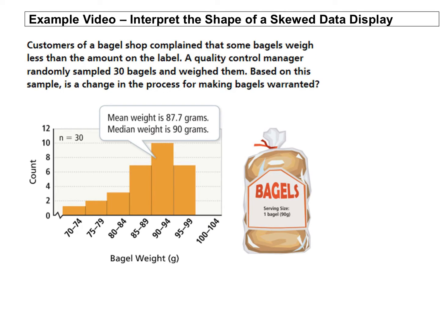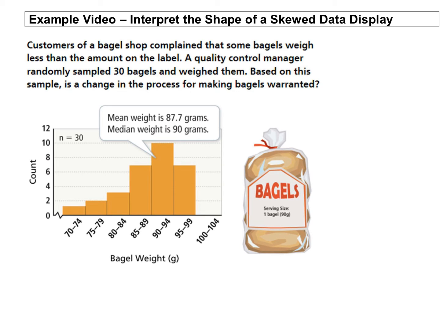All right, in this example, we're going to interpret the shape of a skewed data display. Customers of a bagel shop complained that some bagels weigh less than the amount on the label. A quality control manager randomly sampled 30 bagels and weighed them. Based on this sample, is a change in the process for making bagels warranted?